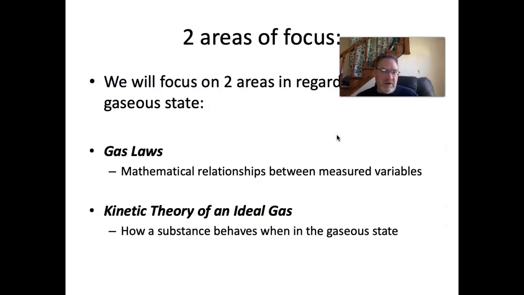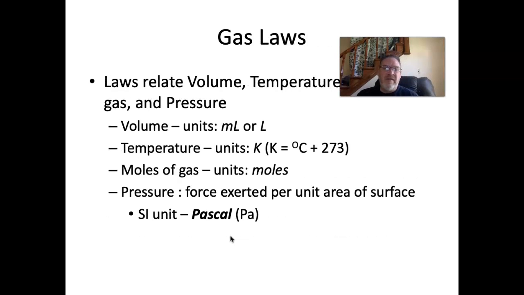As you go through this chapter, I want you to focus on two areas. One, the gas laws. These are going to be calculations that we do for the different variables. This is going to occupy the first part of this chapter. And when we talk about the variables, we're going to be looking at pressure, volume, temperature, and moles of gas. And then the kinetic theory of an ideal gas. This kinetic theory basically tells us how a substance behaves when it's in the gaseous state. So we're going to start with the gas laws.